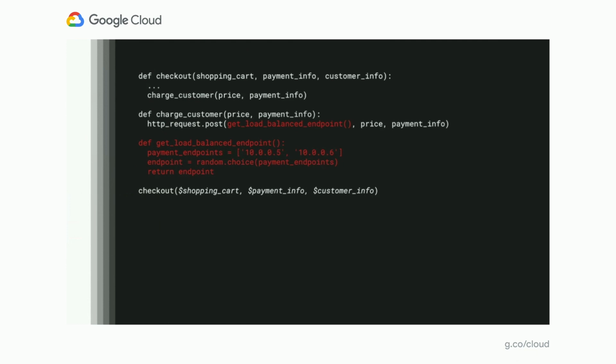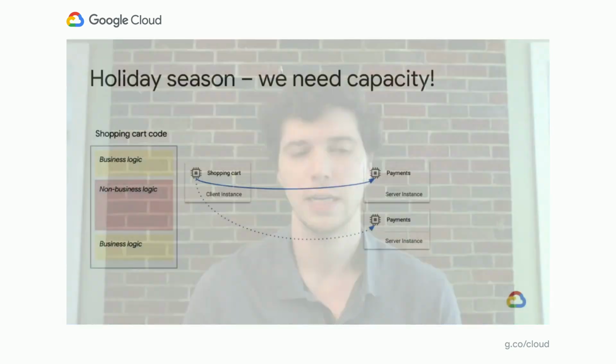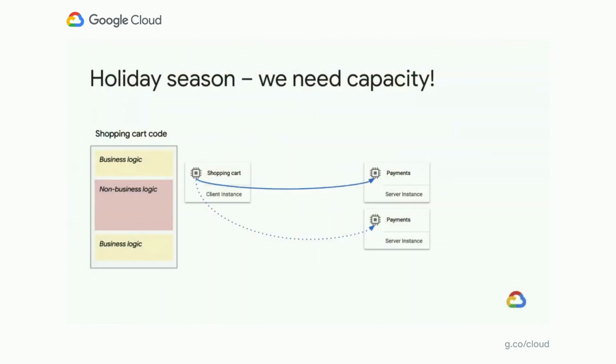Well, not very much, but you're now responsible also for figuring this code out and owning and maintaining this code. Pretty straightforward. We just figured out how we could add another payments backend and load balance between them. But you'll also notice that if you look at your shopping cart code, you're now spending more of your time on this non-business logic. And what I mean by non-business logic here is basically code that doesn't have very much to do with you delivering your business at all.